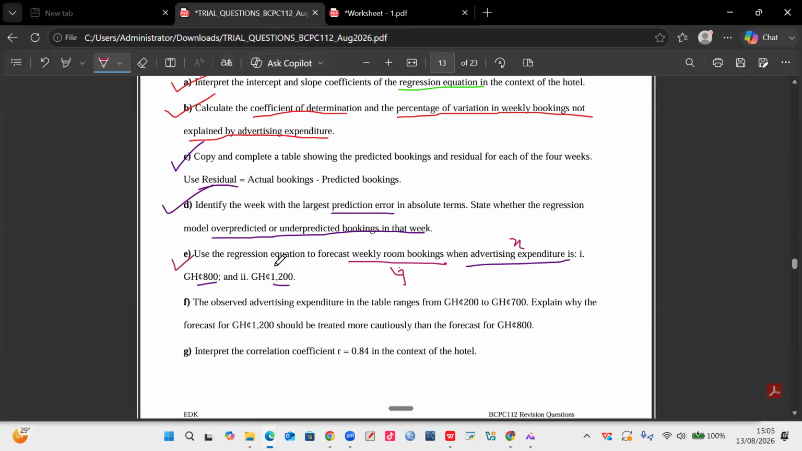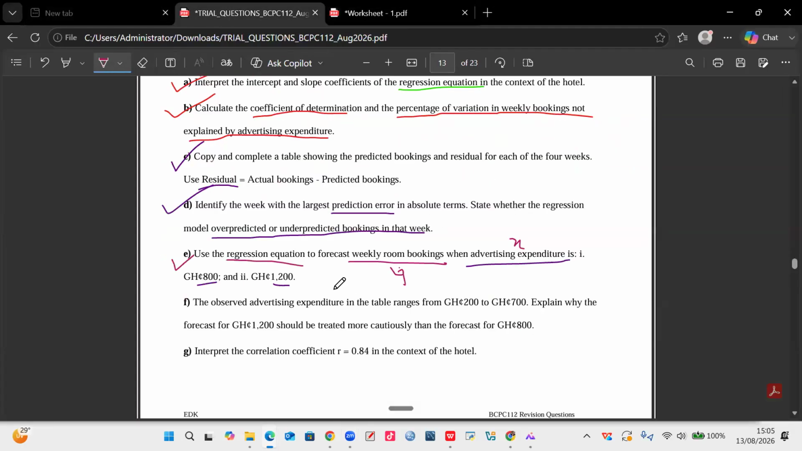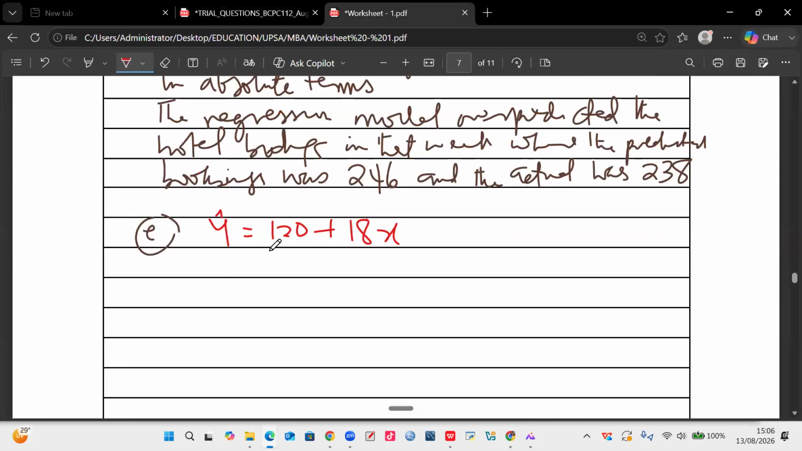E says, using the regression equation, so you state the equation. What is the equation? Y hat equals 120 plus 18X. This is the regression equation, and you use it to forecast weekly room bookings when advertising expenditure is 800 and 1200. So you can just write this one for forecasting.